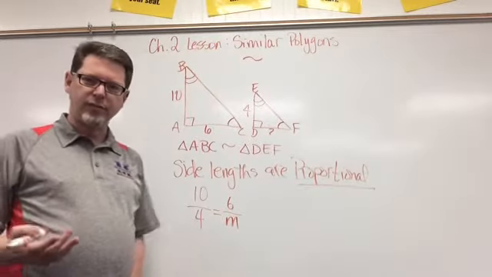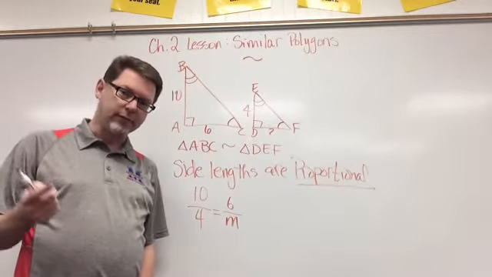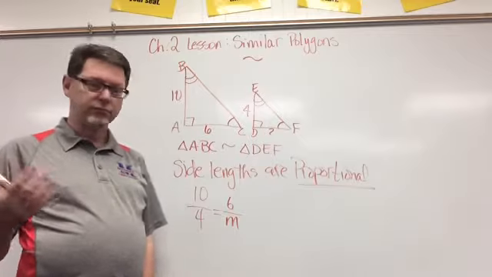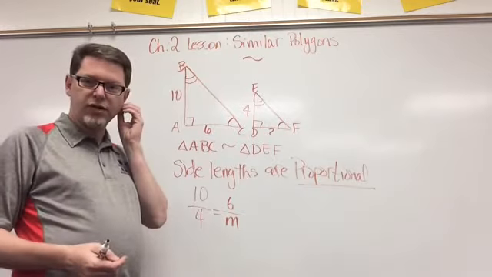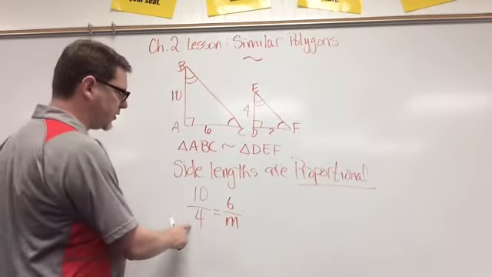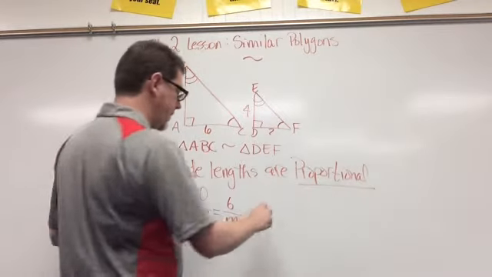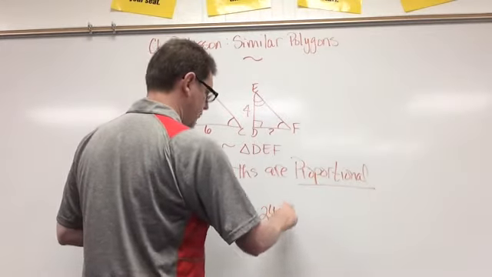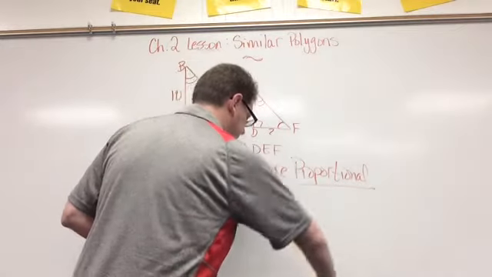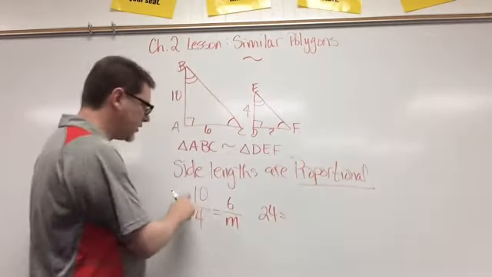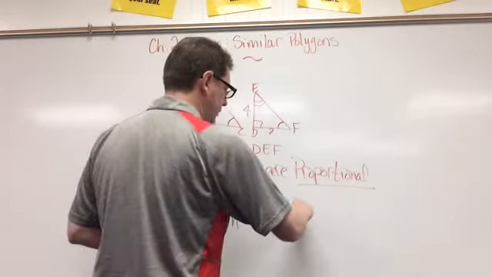Now, do you remember how to solve a proportion? I hope so. Cross multiply. So the first thing I'm going to do is cross multiply the ones that I know. 4 times 6 is, you guessed it, 24. So 24 equals, what's 10 times M? 10M.